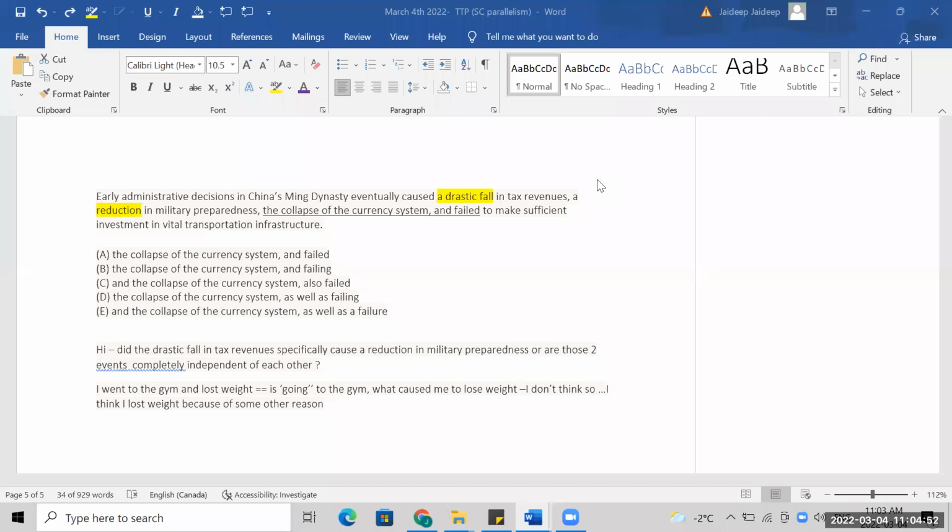Okay. I see a question here. I went to the gym and lost weight. I went is the first part. We'll see how this works in a minute.